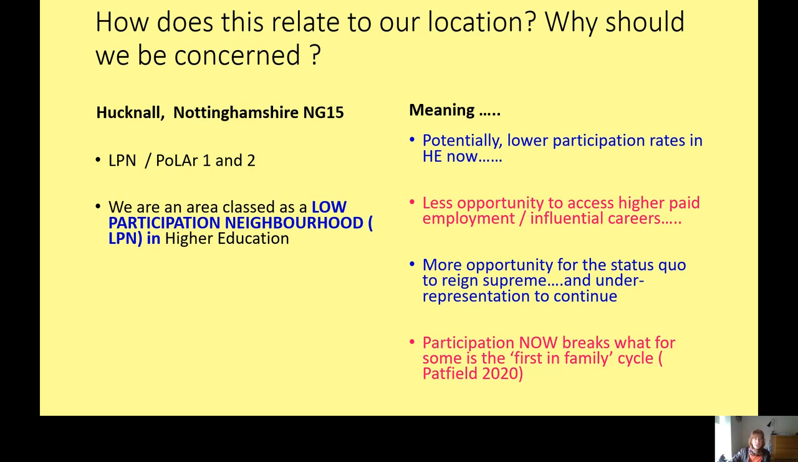And participation in higher education is measured by something called POLAR, which is participation of local areas in higher education. And we fall into classifications POLAR 1 and 2, which shows that we have some of the lowest participation rates in higher education. If we were in the highest participation rate areas, we would be classed as POLAR levels 4 and 5. But what exactly might that mean for us? Well, it means that as we stand here today, we have lower participation rates in higher education.